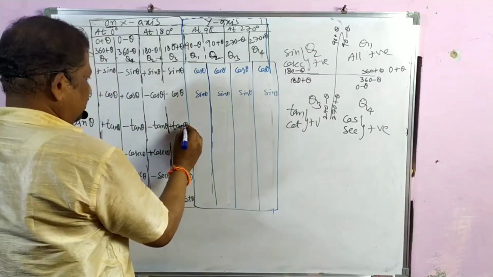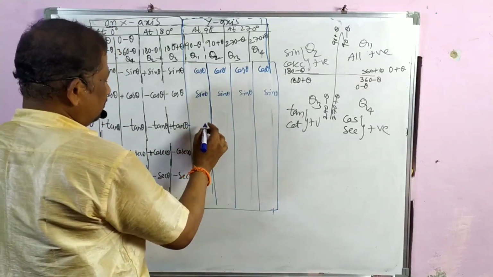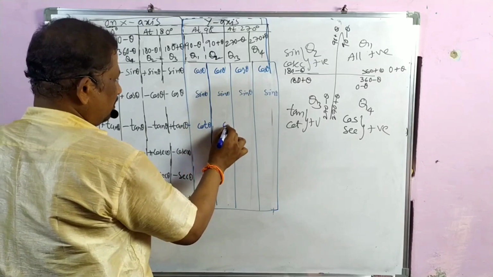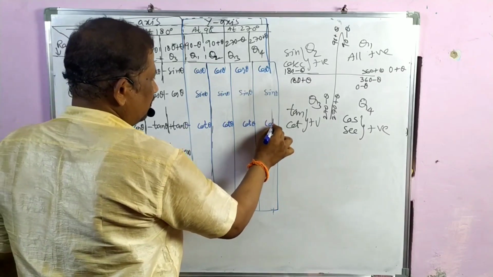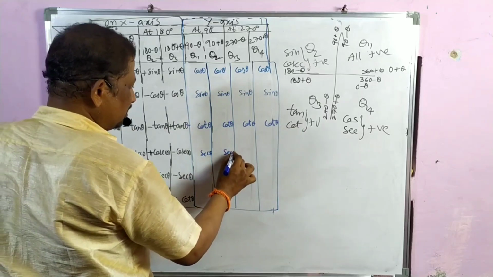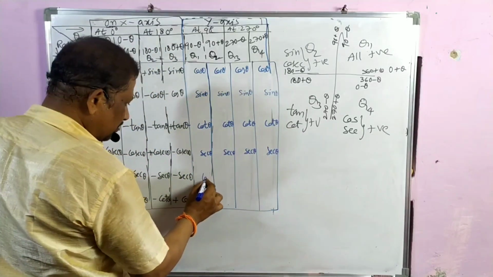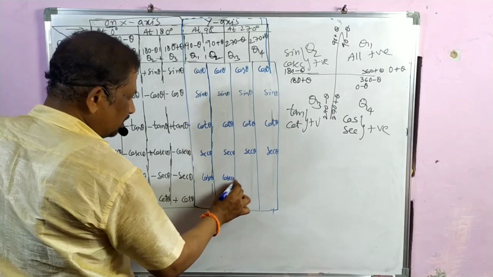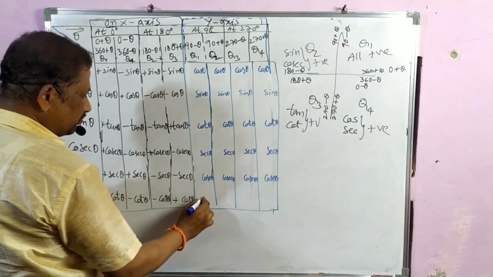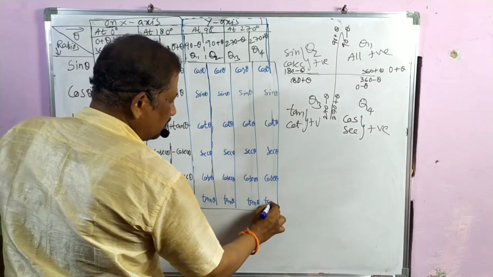Here you see tan becomes cot theta. Secant becomes cosecant, and cosecant becomes secant theta. Next, cot becomes tan theta.